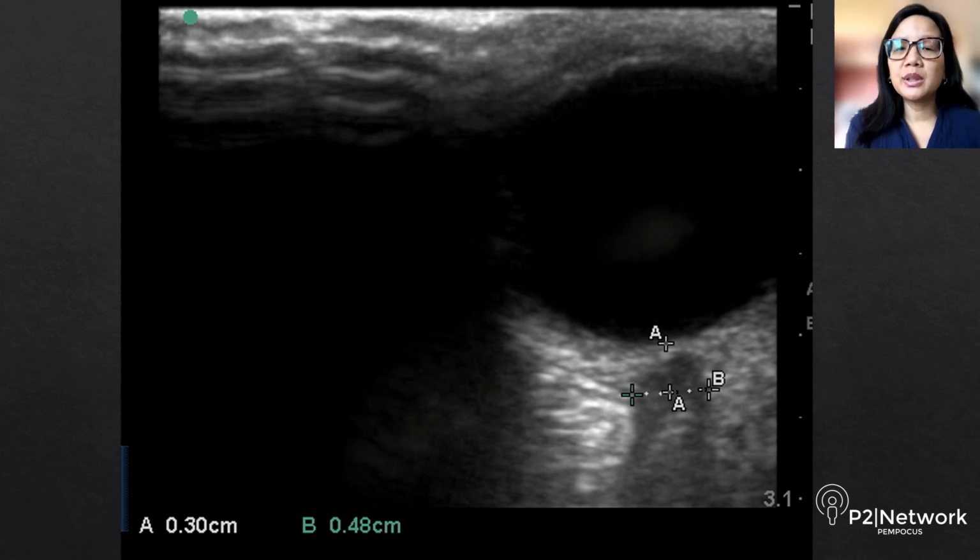So in children, optic nerve sheath diameter varies based on age. Infants up to 12 months of age should have a diameter that's no greater than 4 millimeters. In children from 12 months to 15 years of age, the cutoff is 4.5 millimeters. And above 15 years of age, you use the cutoff of an adult patient, which is 5 millimeters.